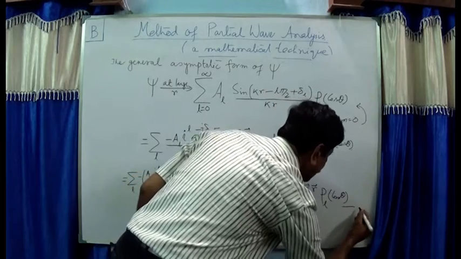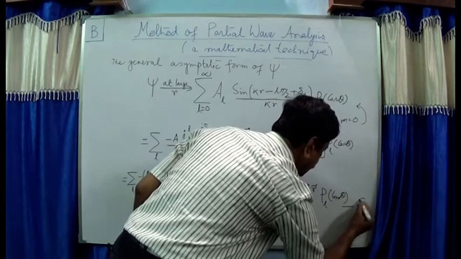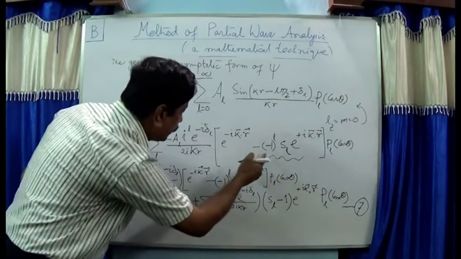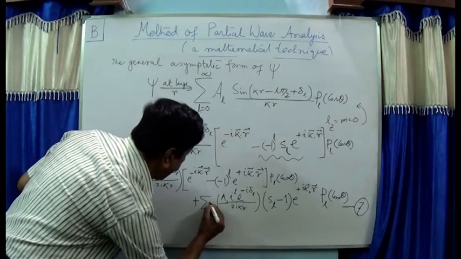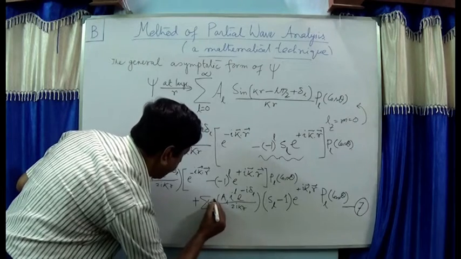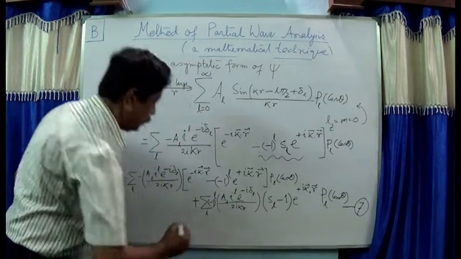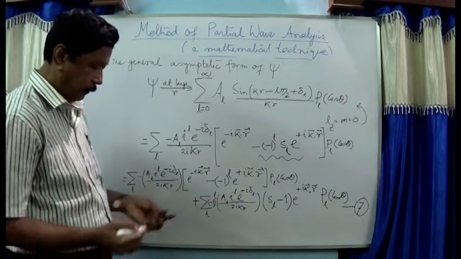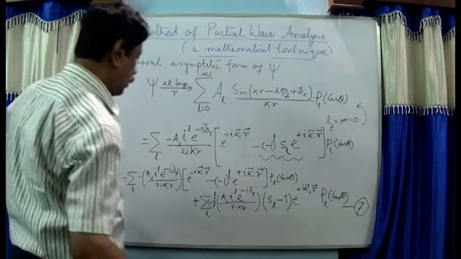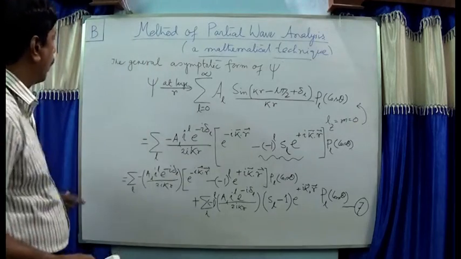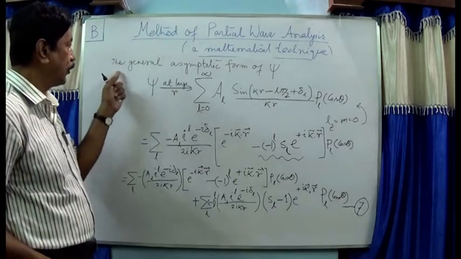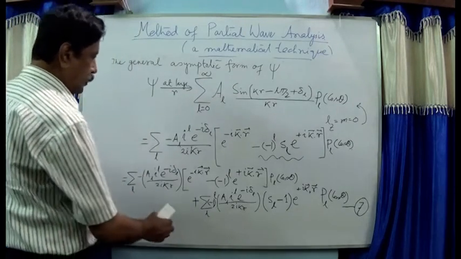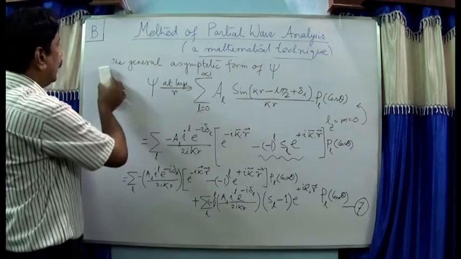Mark this equation as equation number 7. Of course, one thing is missing here. This should be minus 1 to the power L. I have missed to write it here. Okay. Now, this is the general side, I mean the total side. This has two components.